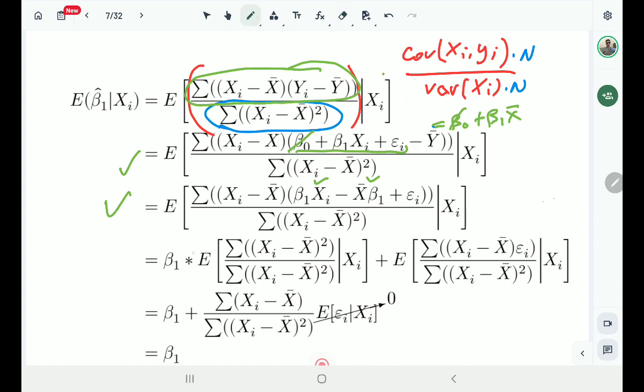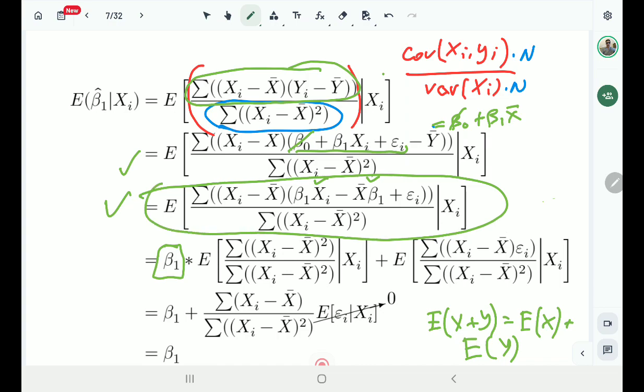So we simplified. We know that beta 1 is a constant parameter, right? Therefore we can take it out of the expectation operator. So beta 1 times the expectation of the sum of xi minus x bar squared divided by the sum of xi minus x bar squared, conditioning on xi values, plus, you see, the expectation is a linear operator. Meaning if you have expectation of x plus y, you can split it in two parts: expectation of x plus expectation of y. So because expectation is a linear operator, this whole thing can be split in two parts.